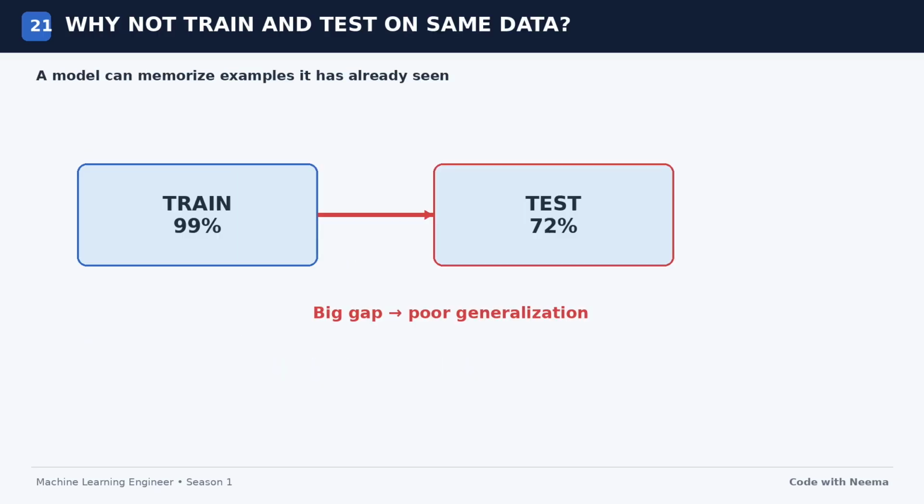Suppose we train and test on exactly the same data. The model may perform extremely well because it has already seen those examples. That's not what we want. We want to know whether the model can perform well on new, unseen data. This ability is called generalization.